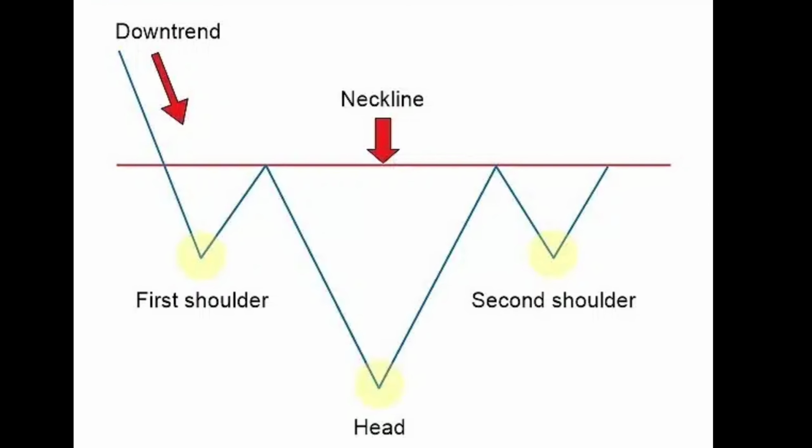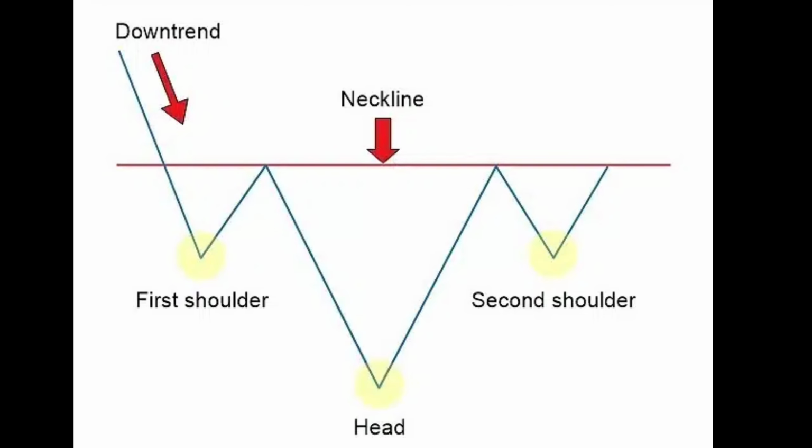The inverse head and shoulders pattern is a technical analysis pattern commonly used in trading and investing. It is the opposite of the regular head and shoulders pattern and is considered a bullish reversal pattern. In the inverse head and shoulders pattern, there are three main components: the left shoulder, the head, and the right shoulder. The pattern forms after a downtrend and indicates a potential trend reversal to the upside. Here's a breakdown of the components.